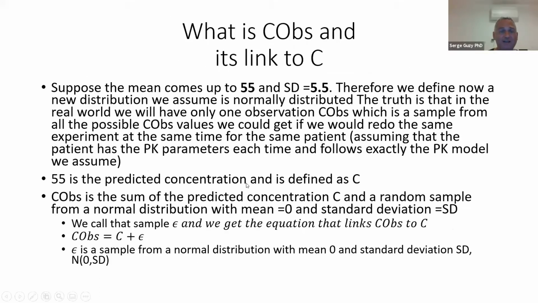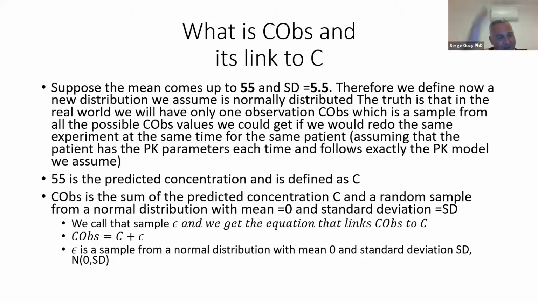Now what we can write is that the observation I'm getting, which is a sample from a distribution, has as a mean the predicted concentration. And the difference between the predicted concentration and my observation is called epsilon, which is a random sample from a distribution that is normally distributed, for a continuous response, with a mean of 0 and a standard deviation of SD. The program is going to estimate that standard deviation, but we can have two different scenarios, or even three different scenarios.